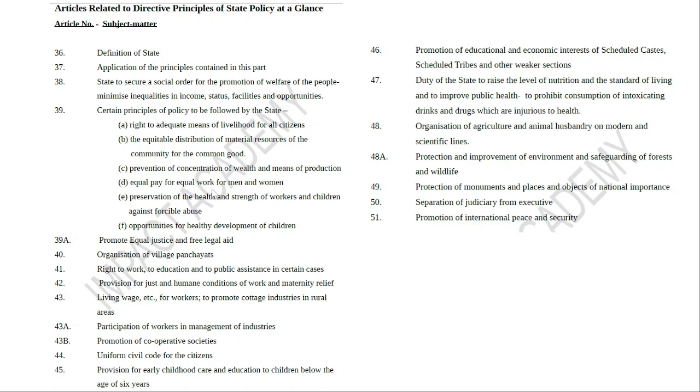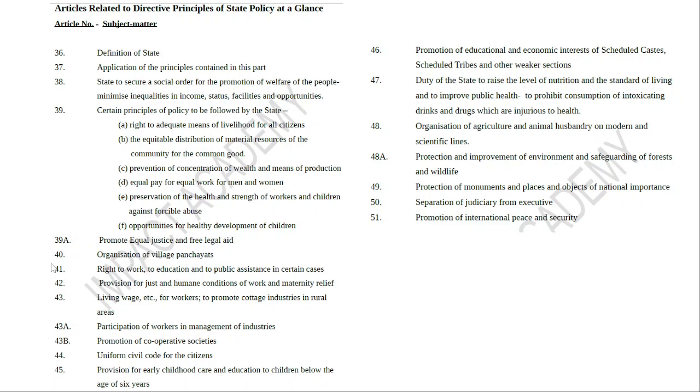Okay, equal pay for equal work, again very important. And health and strength of workers, children. Okay, development of children. So 39 is basically equal pay for equal work, right of livelihood, etc. 39A is promote equal justice and free legal aid. This is very important, because it is free legal aid. Okay, 39A. Now 39B is also there.